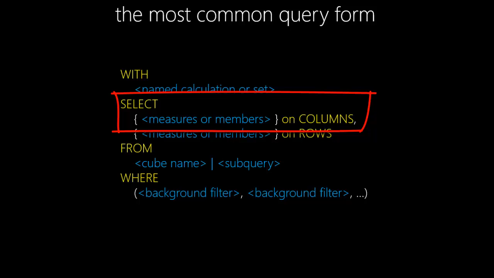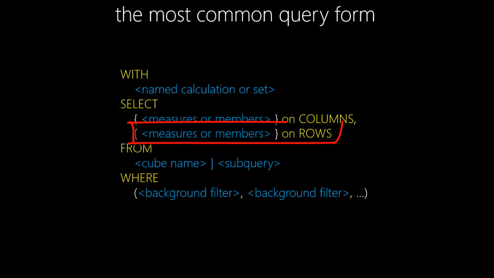But we might say select measures or members on columns. And this is just like what we would use in SQL. So in SQL we would say select A, B, C. And that's a lot like what columns is. Rows is more like a pivot table. So if you think about select this on columns, that on rows, that basically maps to a pivot table.